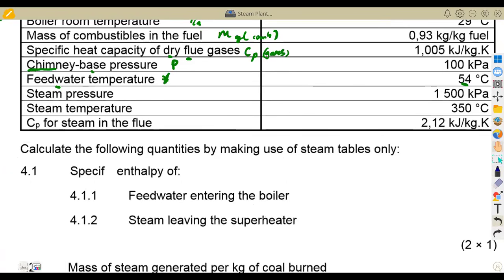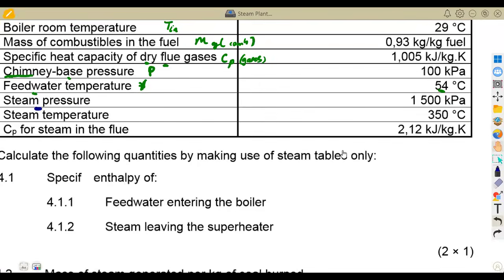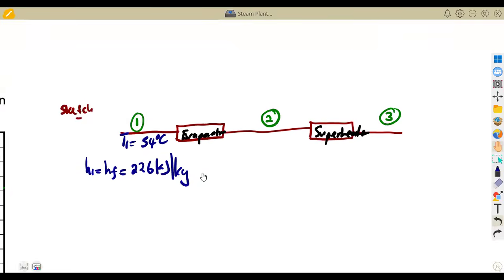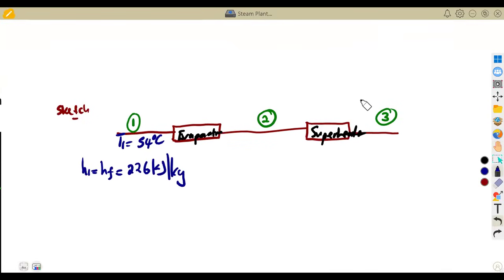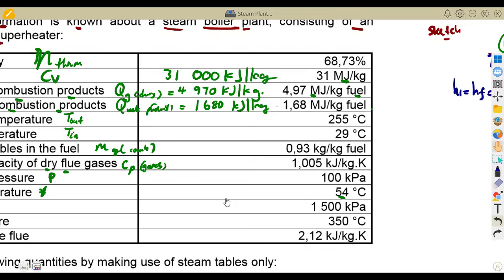All right. Then they are giving the steam pressure. The steam, definitely we are talking about at the evaporator boiler, which is from the superheater. The pressure at the end, which is our P3, is 1,500 kilopascal. The same as the pressure here, it will be 1,500 kilopascal. Remember, I also mentioned this condition.